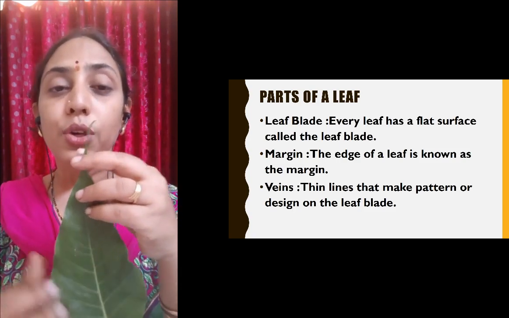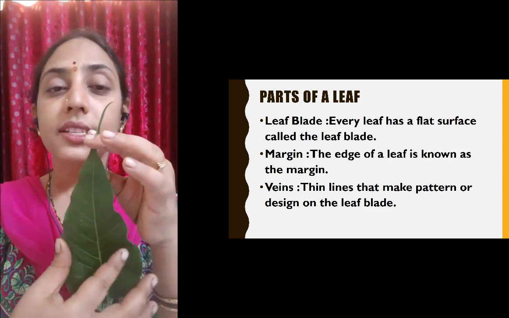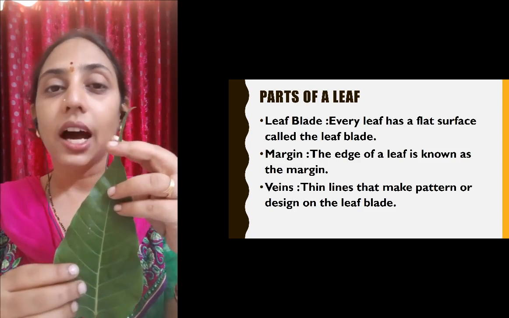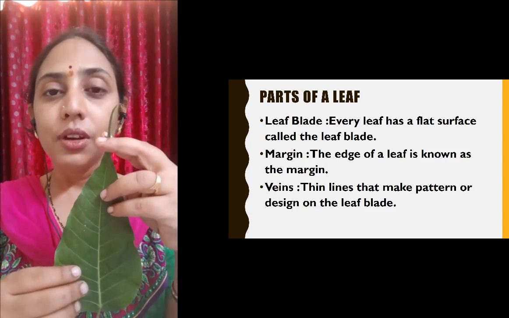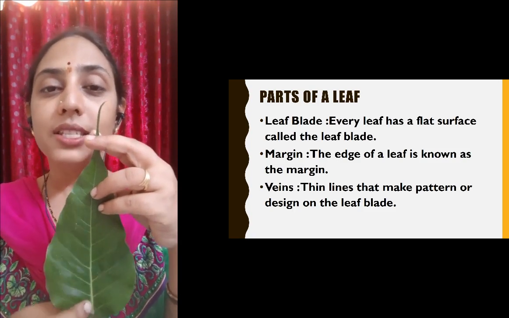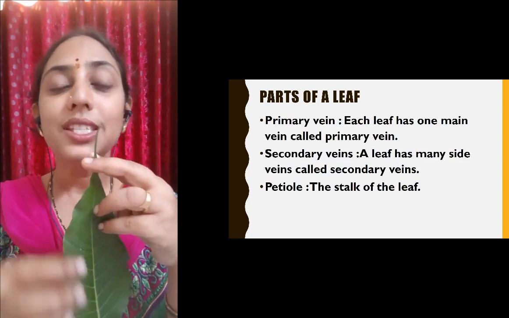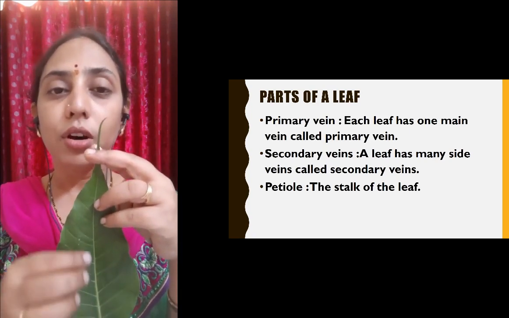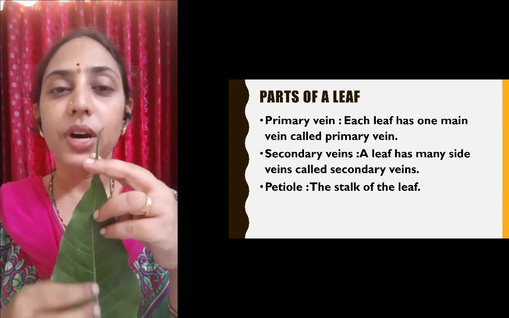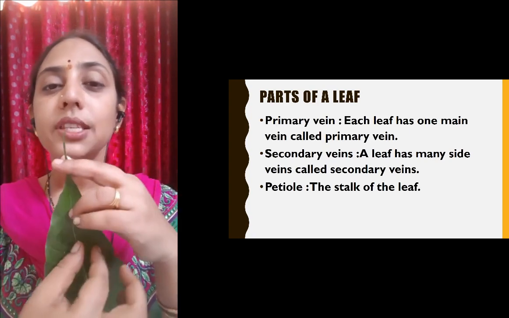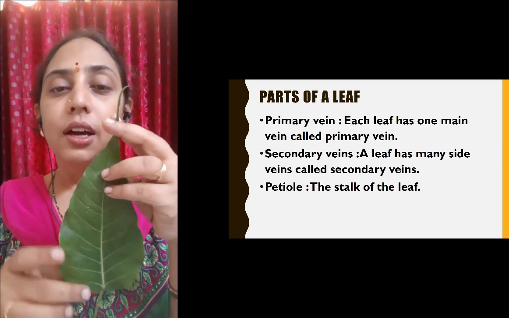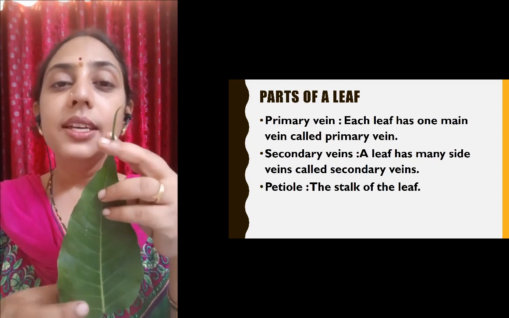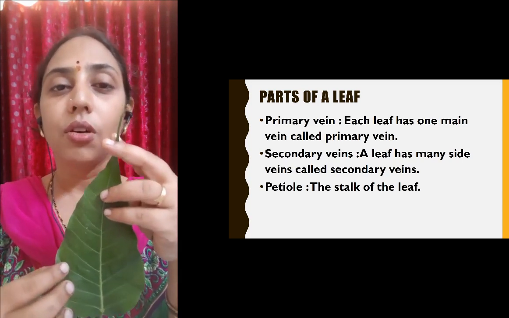Right? Now, you can see the different patterns or designs made on this leaf by thin lines. These lines are called veins. There is only one vein that passes through the center of the leaf. This is called the primary vein. You can see on both sides the different lines, or different veins. There are many secondary veins. These veins are called secondary veins.